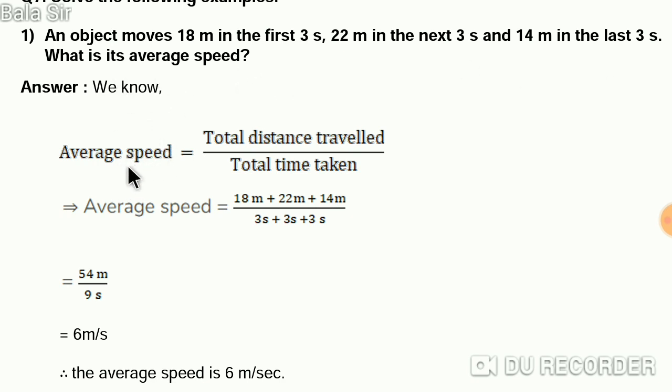The formula for average speed is total distance traveled upon total time taken. So average speed is equal to, here your total distance is 18 meter plus 22 meter plus 14 meter. Total time taken is 3 second plus 3 second plus 3 second. So 18 plus 22 plus 14 is 54 meter. 3 plus 3 plus 3 is 9 seconds. So 54 divided by 9, you get 6 meter per second, and this 6 meter per second is your average speed.